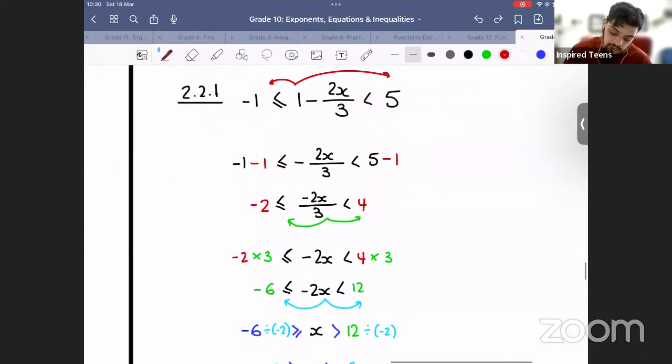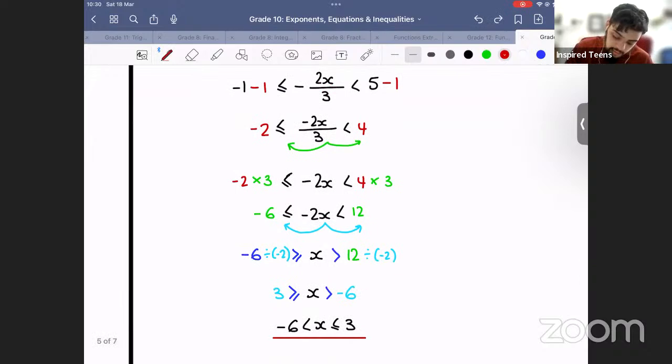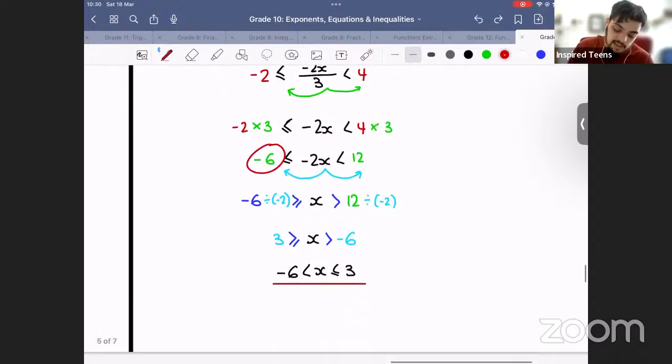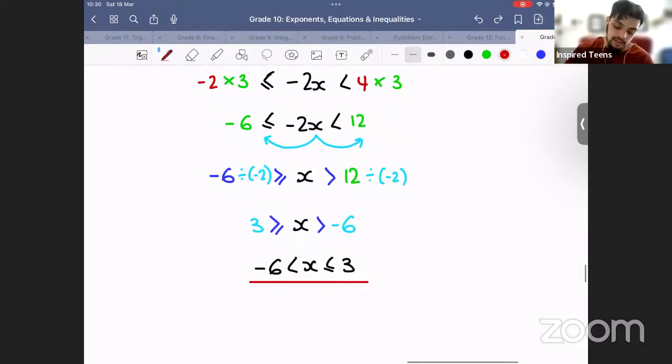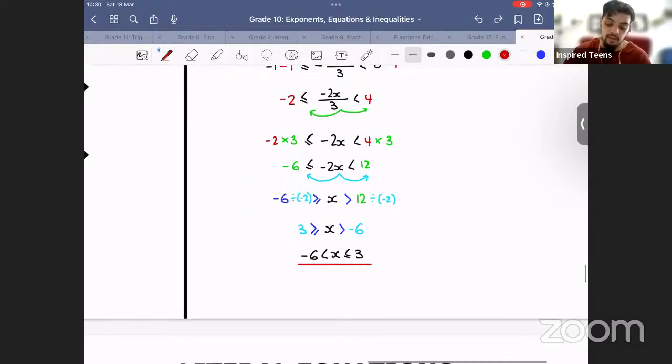So then negative 2x over 3. The 3 was attached to it as a division, so we took it over as multiplication. We multiplied everything by 3 and got negative 6 and positive 12. Then we were left with this negative 2, so we had to divide everything by negative 2 on either side. Divide by negative 2, divide by negative 2. We got that and we got that, and this is just rearranged if you'd like to write it like that.